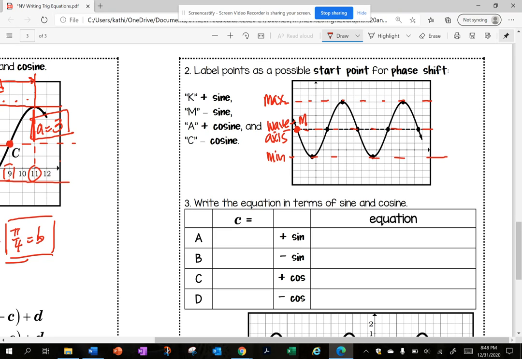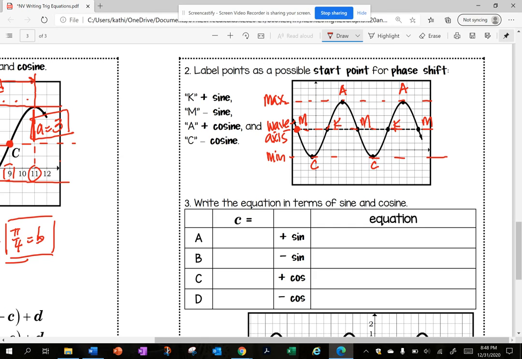Okay, so how did we do? This would be a minus cosine, a minus cosine. This would be a plus cosine and a plus cosine. This here would be a positive sine, a negative sine, a positive sine, and a negative sine. How'd you do?